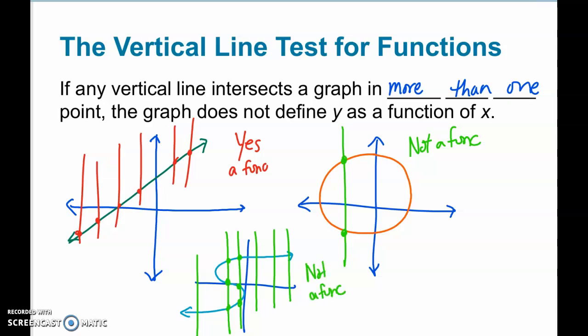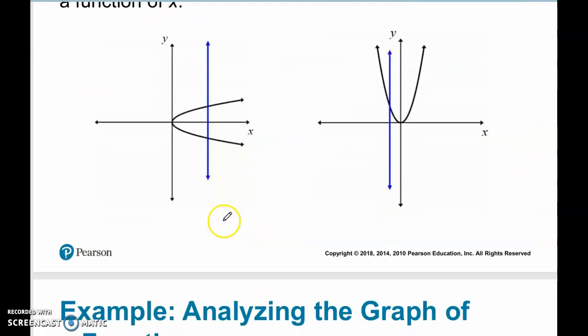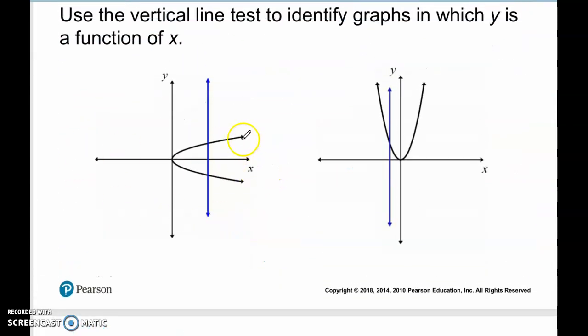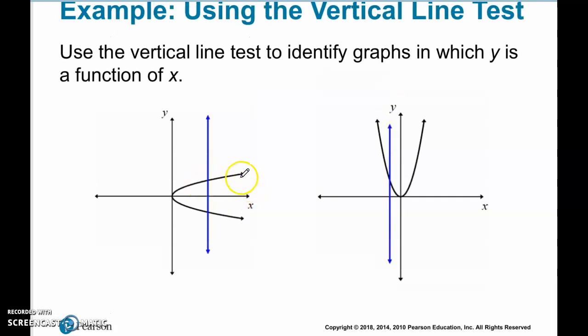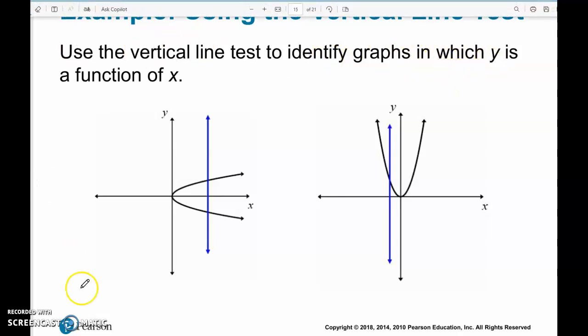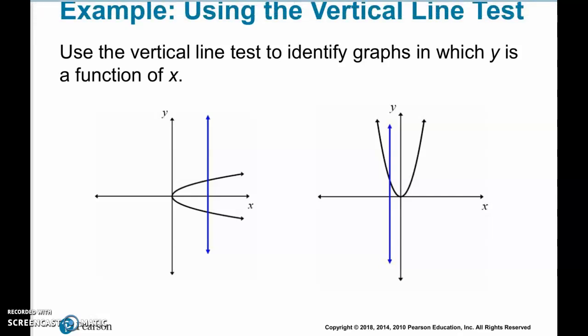So take a look at the next page and decide whether you think these two, they have the graph is drawn in black, and they have taken a vertical line in blue, and they're asking you, identify the graph in which y is a function of x. So pause the video and then decide which you would say.